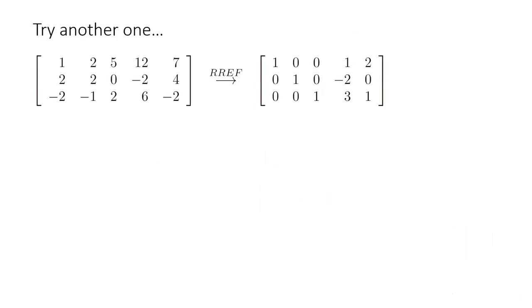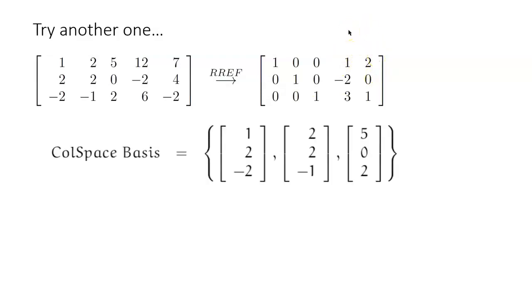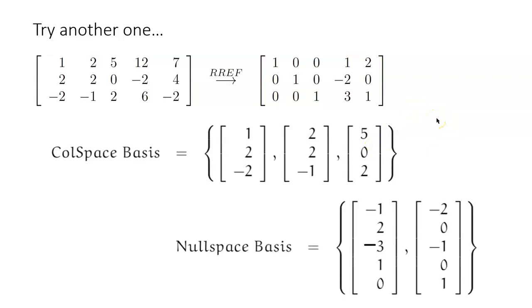Okay, let's try another one. We have a 3 by 5. I see 3 pivots, so the rank is 3, and the nullity, because there's 2 free columns, will be 2. Column space basis, I just take the first 3 columns. The null space basis, well, I do that using these. I've got 2 free variables. I'll make this S and this T, and I can do my little thing where I solve for them, and I'll get the null space basis are these 2 vectors.